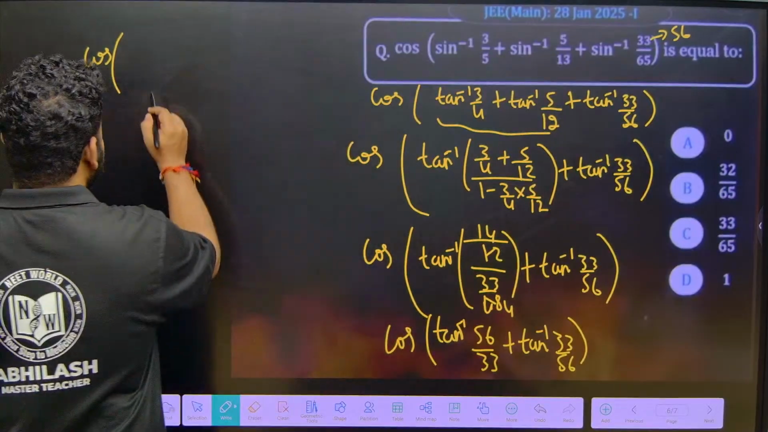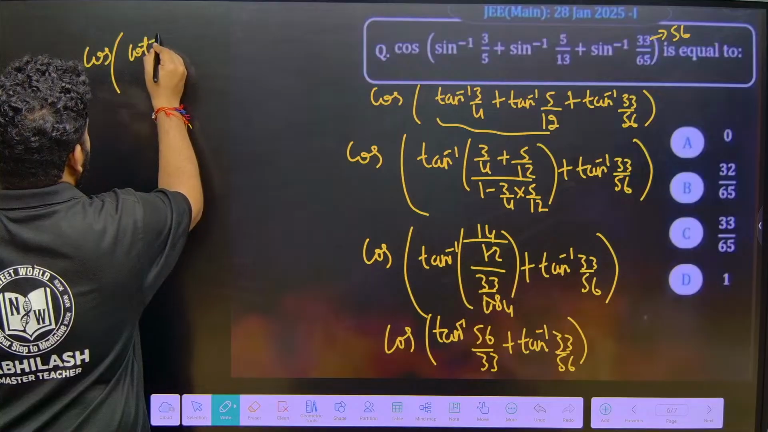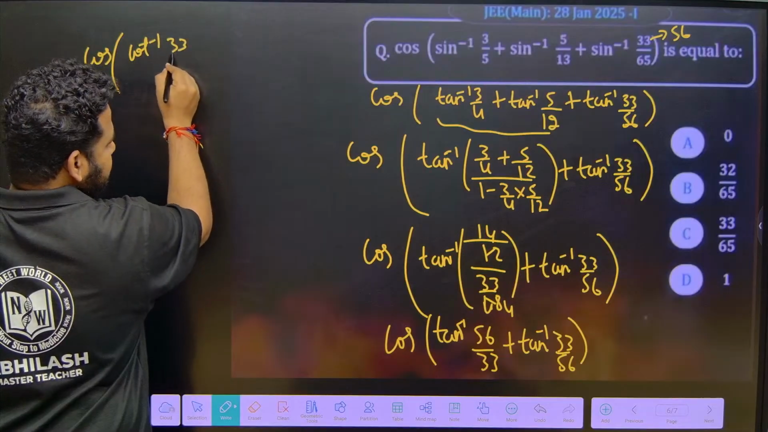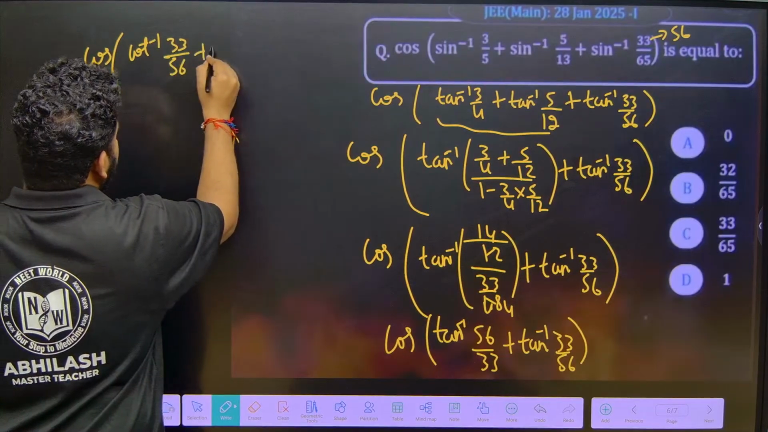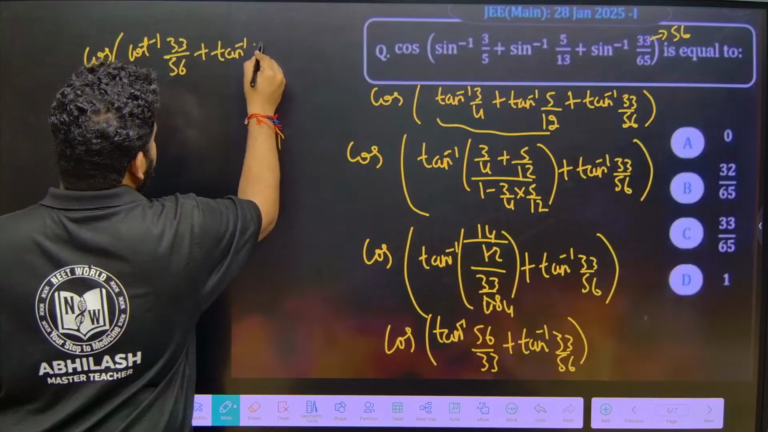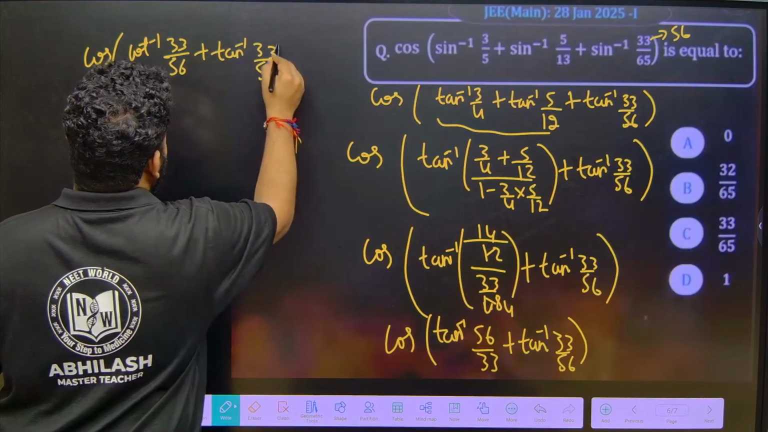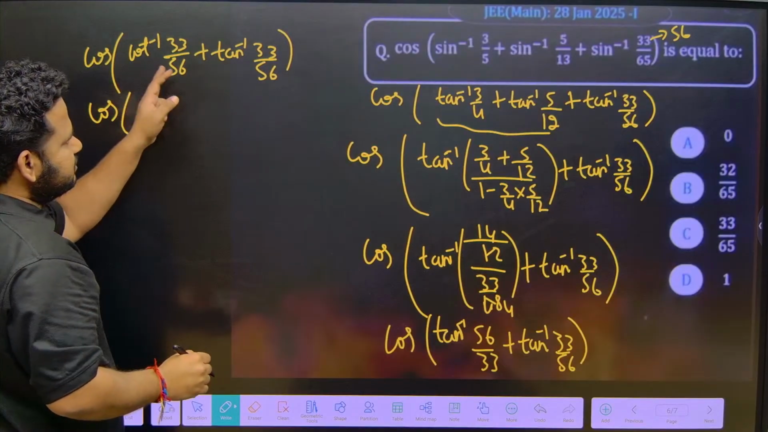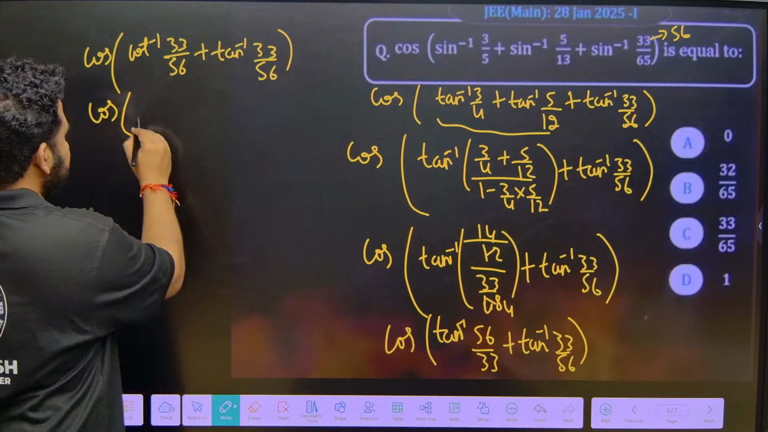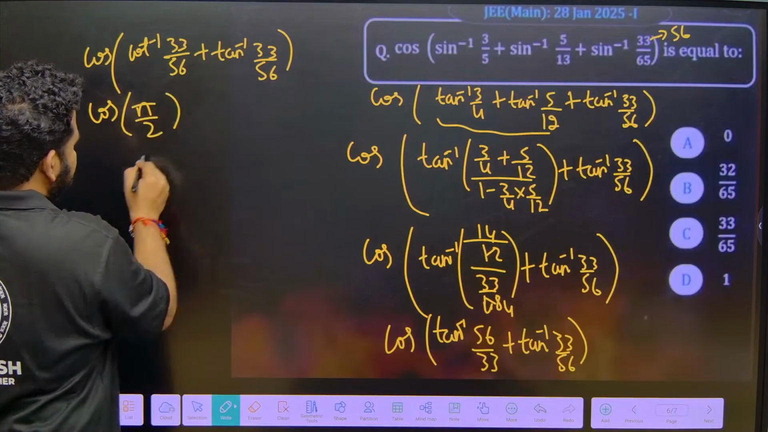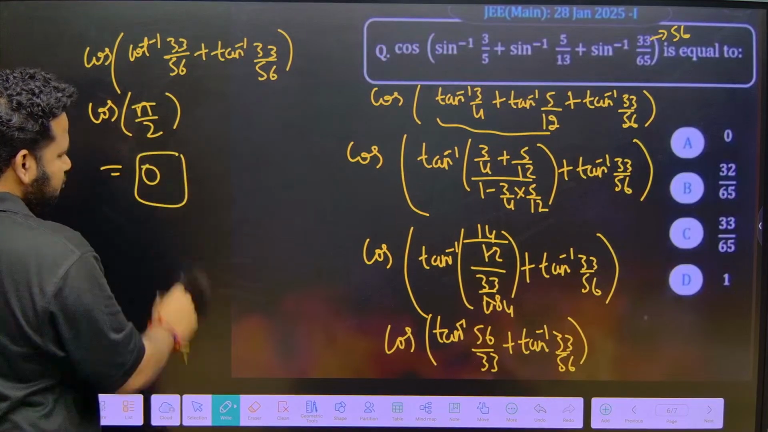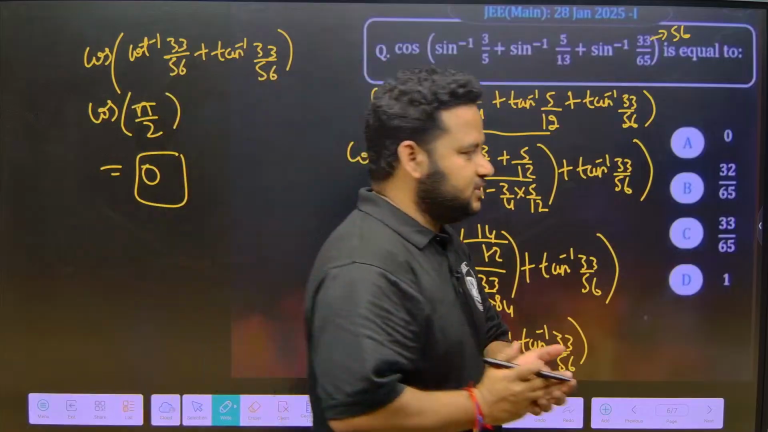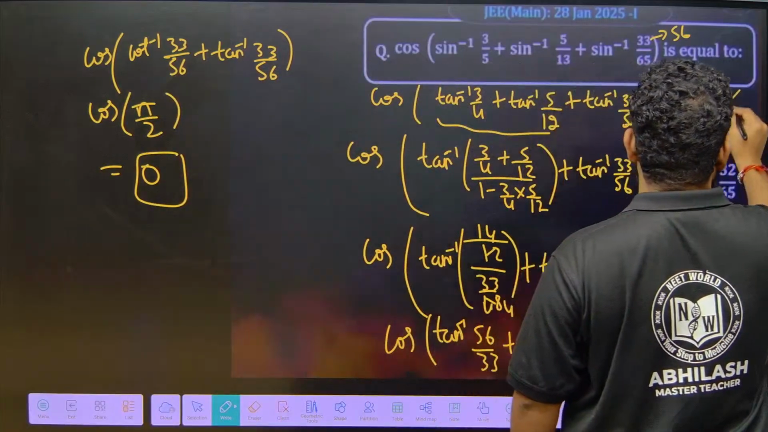So this will become cos of cot inverse of 33 by 56 plus tan inverse of 33 by 56. Okay. So cot inverse of x plus tan inverse of x is nothing but pi by 2. So this will become cos pi by 2. Cos pi by 2, we know that the answer is 0. Cos 0 is 1, cos pi by 2 is 0. So the right answer to this question is option A, that is 0.